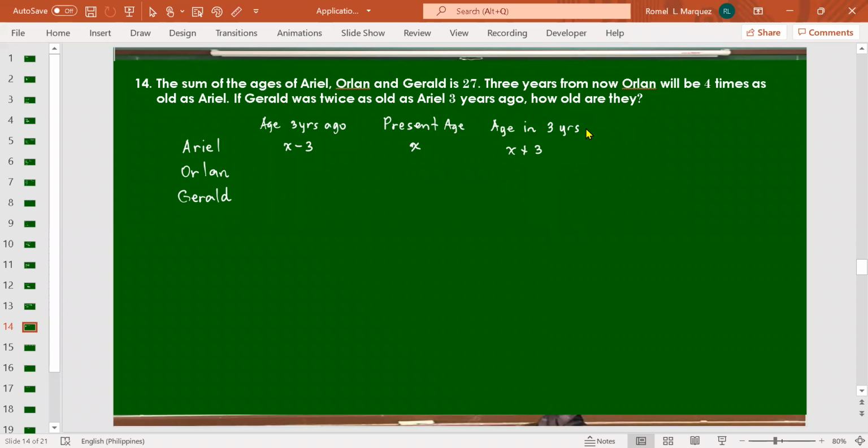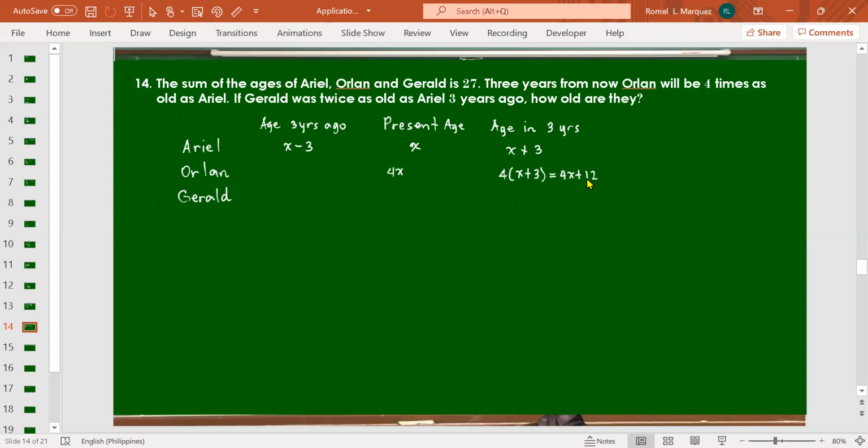In 3 years, Orlan will be 4 times the age of Ariel, no? So Orlan is 4 times the age of what? Ariel. Am I correct, children? Yes po, sir. 4x plus 12. So you multiply the age of Ariel times 4. That will be the age of Orlan 3 years from now, from the present age. Okay? So what is the present age of Orlan?